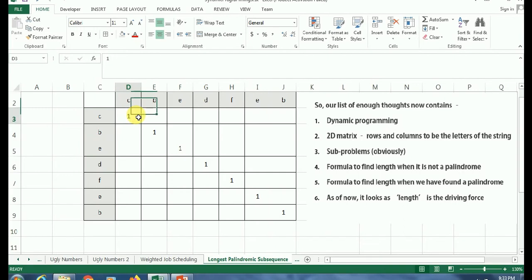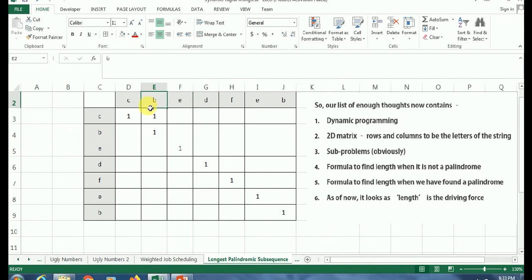So as you can see, the length of the LPS of C is 1 and that of B is 1. So max of 1 and 1 is going to give us 1. All right, I think that we are progressing in the right direction. Okay, now the second subproblem is going to be BE, right? Because we are progressing in the order of lengths, and the length currently is 2.